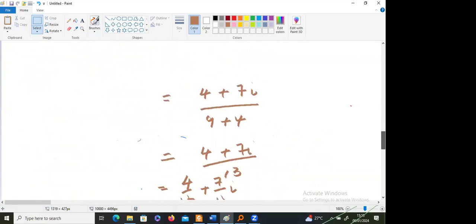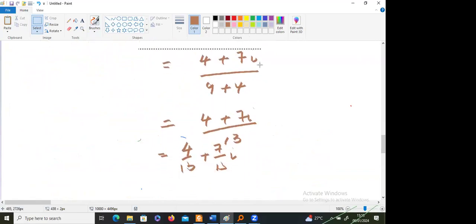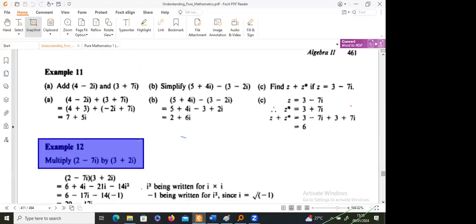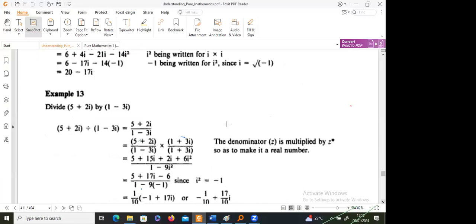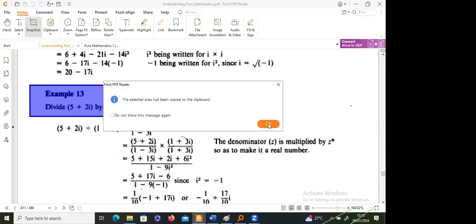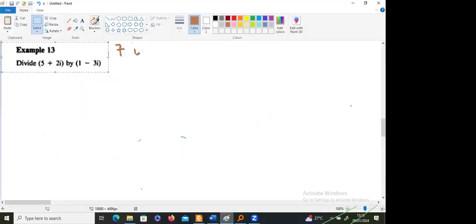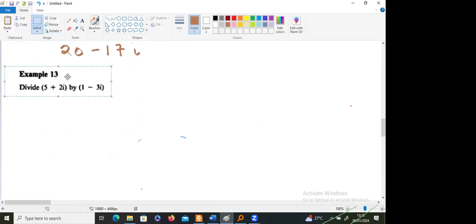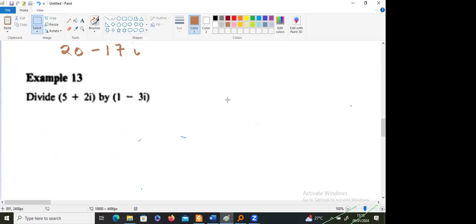Someone is ready. Please tell me you are ready. So we are ready. Good. Now I'm coming with the example. Allow me to copy it from here. Then I'll give the example 13. Go ahead. This is the example. Divide by that. That is our example 13.